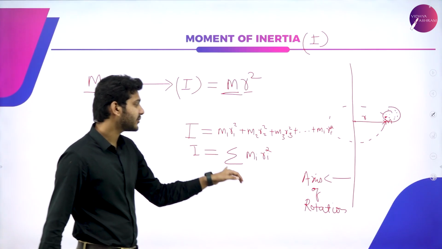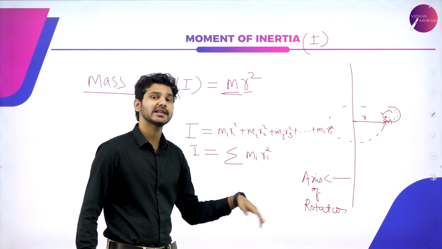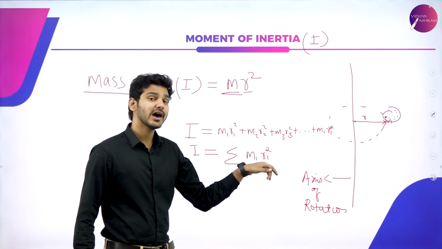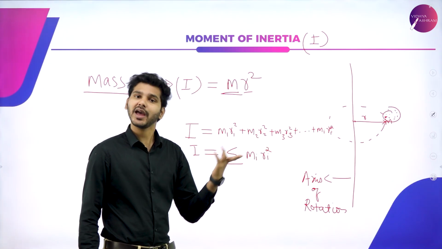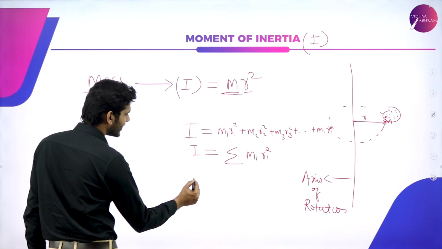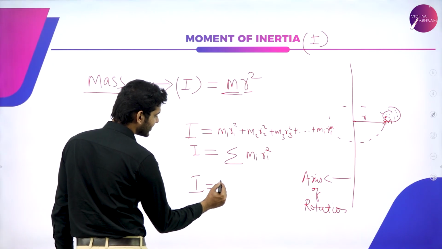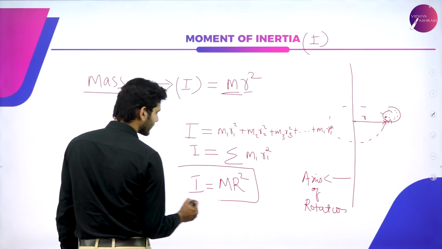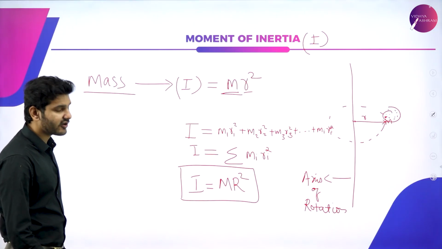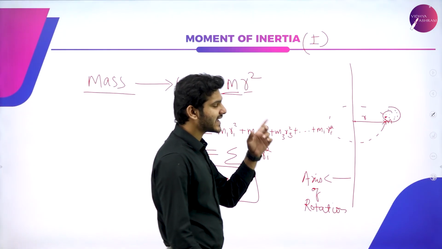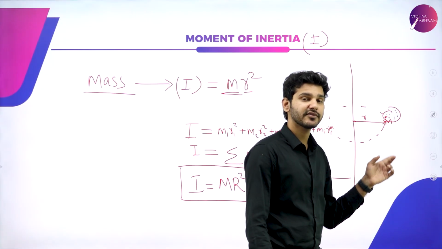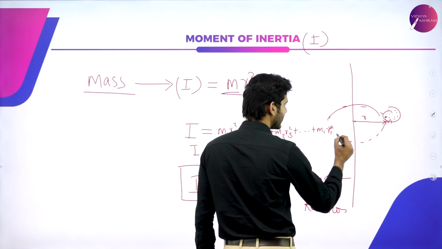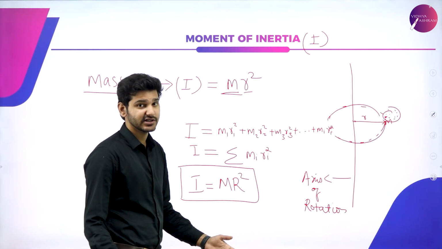If I call the summation over all the particles capital M, and the radius vectors capital R, then generally I can say I = MR². So this is the moment of inertia of a particle which is executing a circular maneuver around a fixed point like this. So remember this shape, because the shape will become useful later.